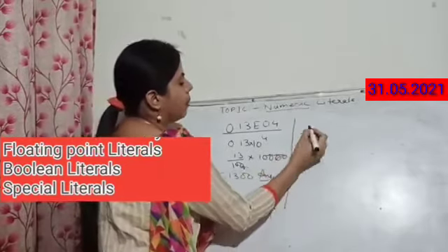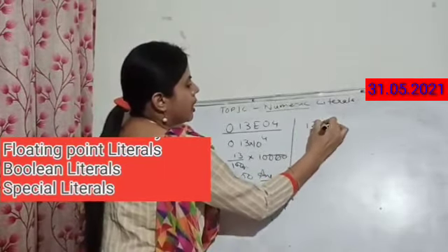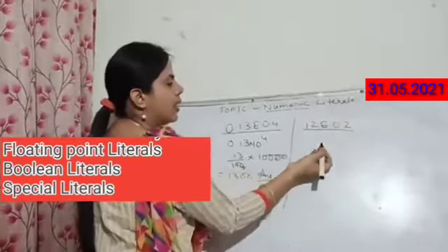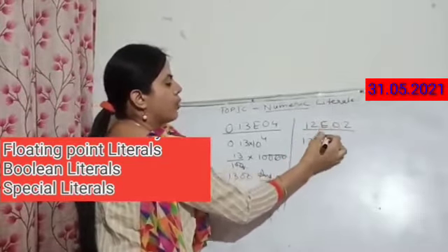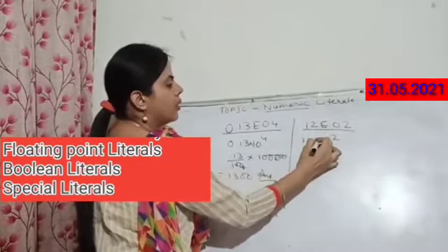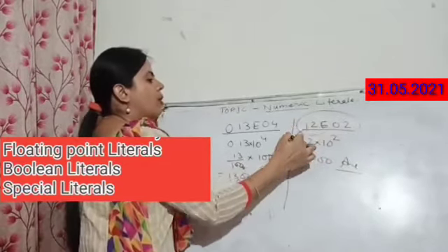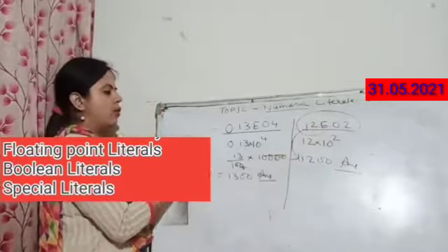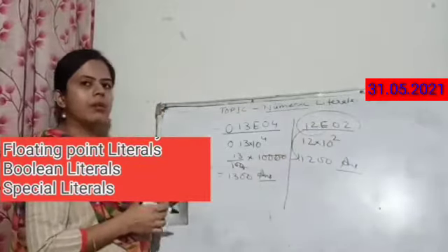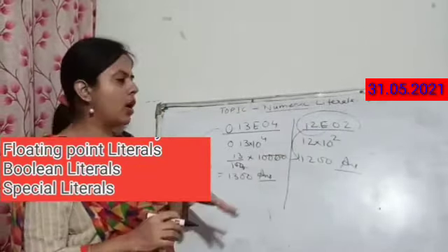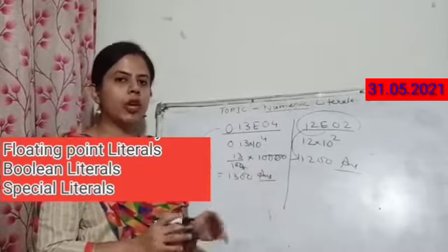Take one more example. 12e02. This is very easy. 12e02, the value of e is 10 to the power 2. So 1200 is the answer. So the value of this exponent form in integer form is this, and for this it is this. There are some questions in your exercise as well. You have to solve them. If you have any problem, you can text me.